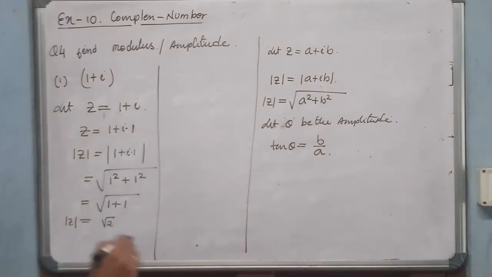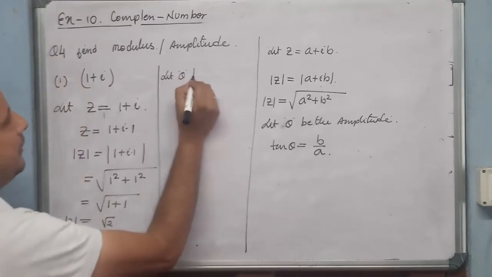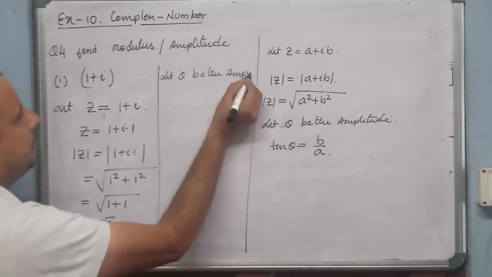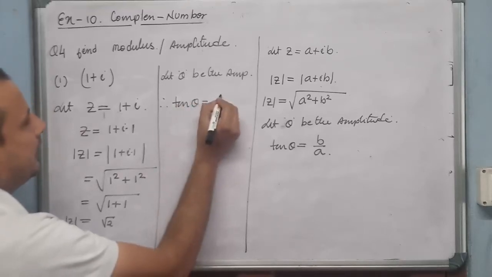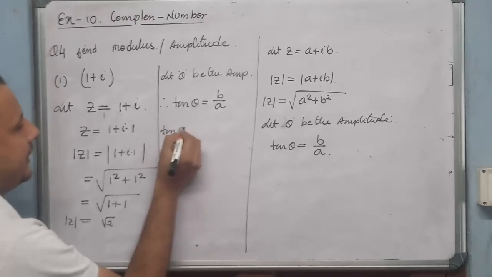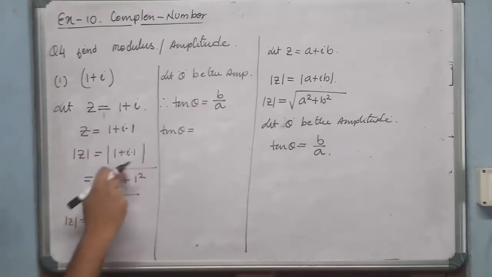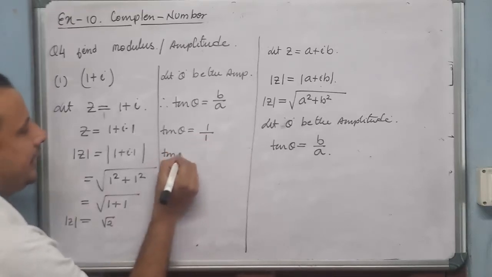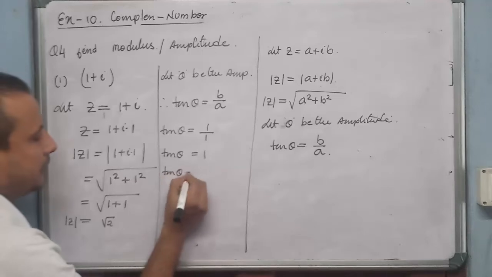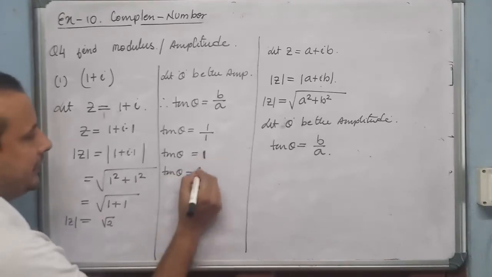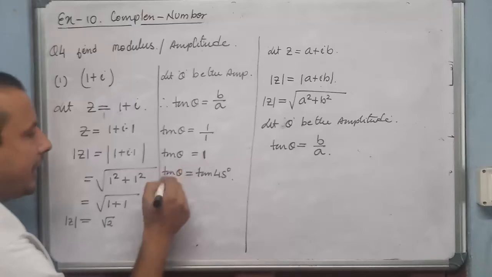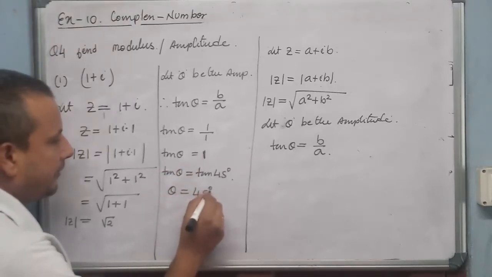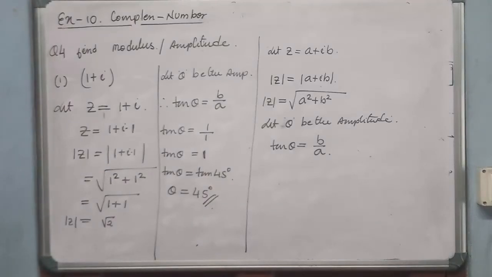Now next is the amplitude. Let theta be the amplitude. In short form you can write AMP, amplitude. Therefore the amplitude is given by tan theta equals b by a. Now what is the value of b? From this complex number, b is 1, a is also 1. Then tan theta equals 1. If tan theta equals 1, the value 1 is tan 45 degree. Tan 45 degree is 1. Then removing tan from both sides, therefore theta equals 45 degree. This is the amplitude. Modulus is root 2, amplitude is 45 degree.